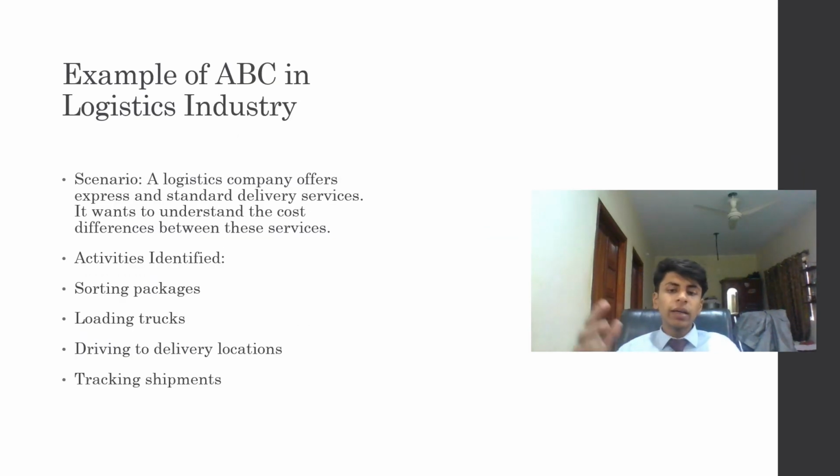Well, now we'll take a look at a practical example of activity-based costing in a logistics company. A logistics company offers express and standard delivery services to its consumers. It wants to understand the cost differences between these services. First of all, we'll do the activity analysis. Some activities that a logistics company would have may be sorting the packages, loading the trucks, driving to the delivery locations, tracking shipments, and at the end customer service.